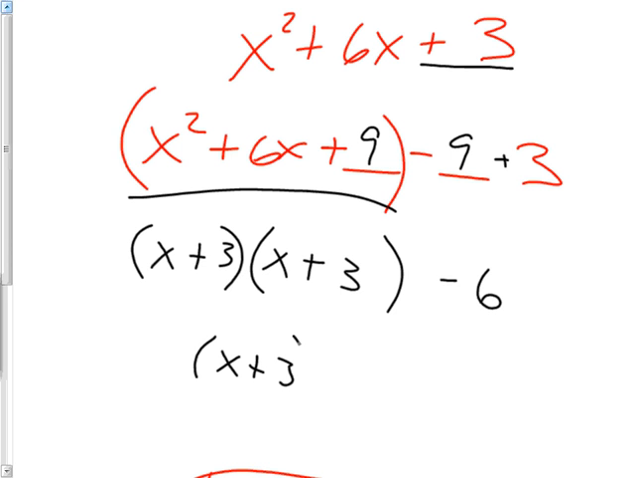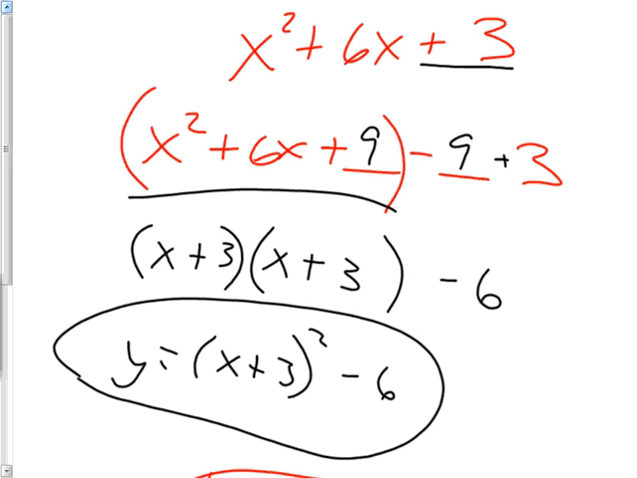X plus 3 quantity squared minus 6, and isn't the vertex just screaming, I'm the vertex? Here and here. You get that? All right. Raise your hand if you understand that process. Okay, good. Now, what if I had put this as a 2x squared and this as a 12?